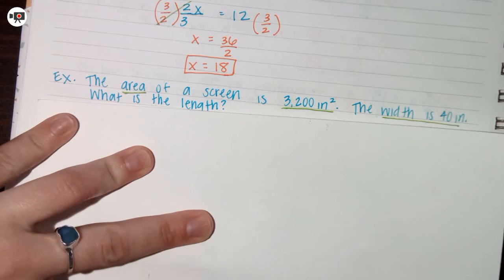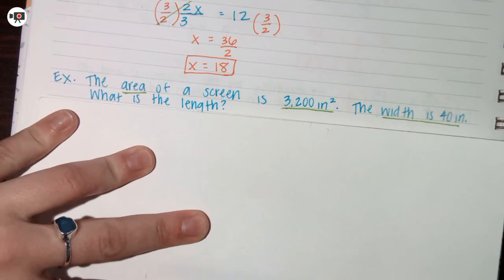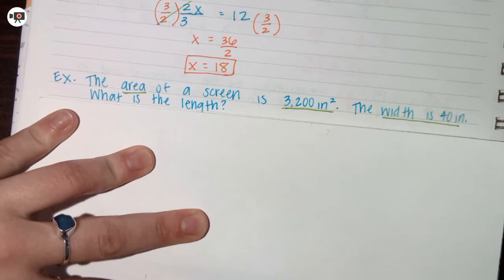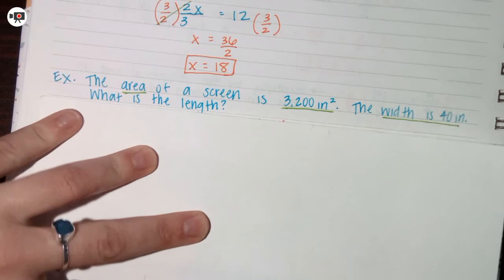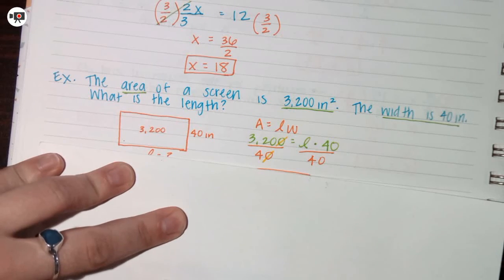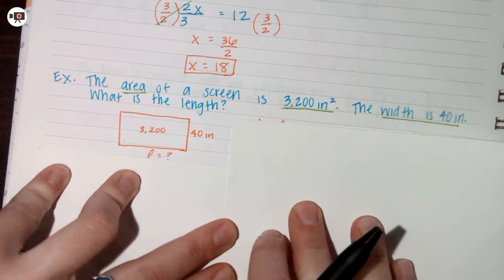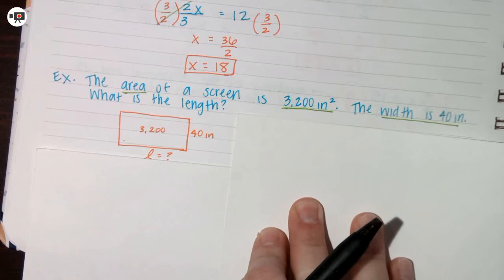And I have a little bit of a word problem. It says the area of the screen is 3,200 inches squared. The width is 40 inches. What is the length? So with word problems, it's always a good idea to draw a picture.